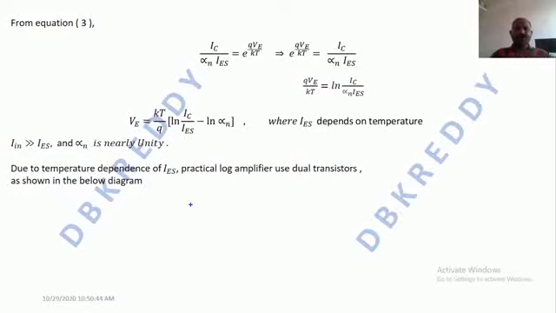From equation number 3, I cross multiplied, which means I brought alpha and IES to the left side of the equation. This is what we have, and I'm rewriting the same equation like this. Here you can bring the exponential to the right side. When you bring the exponential to the right side, obviously it is converted into log format.